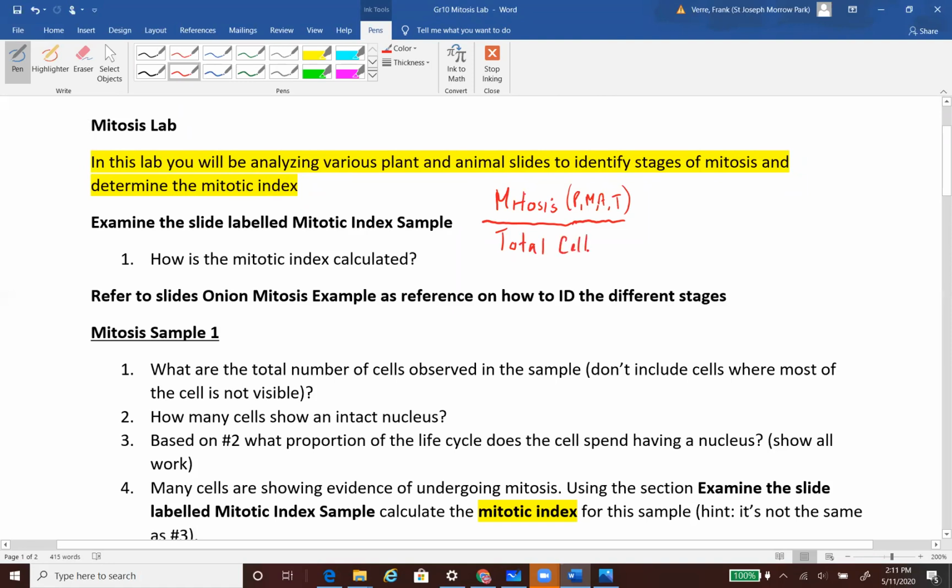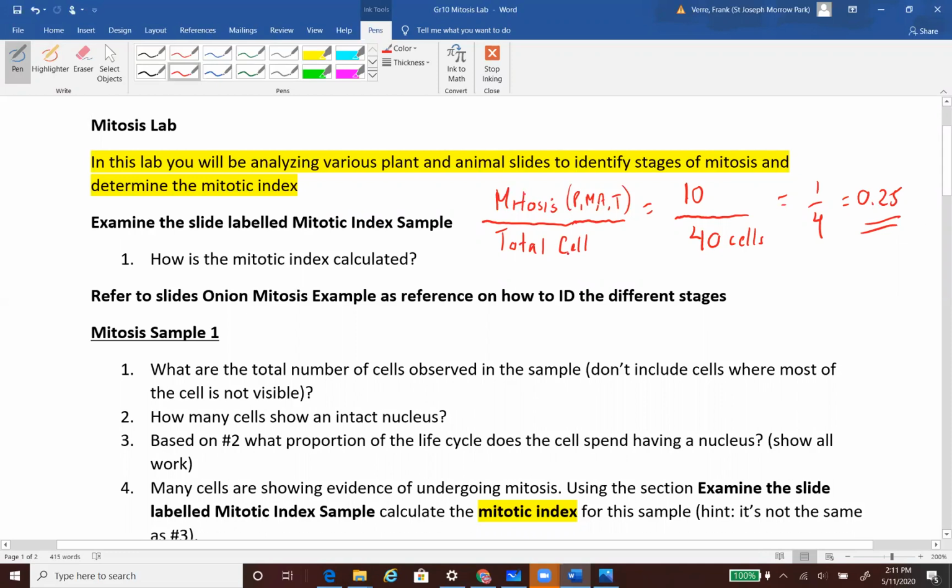That's the mitotic index. So if I have, for example, an image on my screen and it has 40 cells, and I can see that 10 of them are going through the stages of mitosis, prophase, metaphase, anaphase, telophase, then my mitotic index would be 10 out of 40 or 1 out of 4. You can write it as a fraction. Most likely, you're probably just going to leave it as a decimal. That's my mitotic index. Very, very easy calculation.